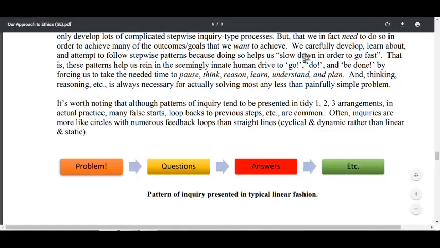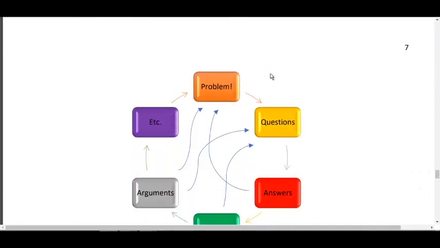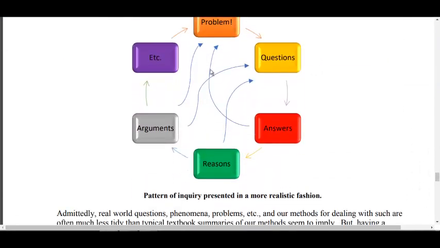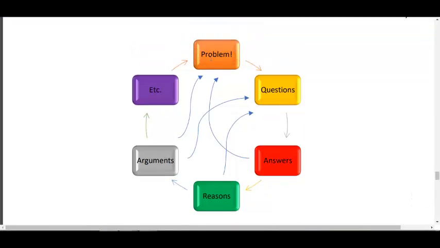And so going slower initially in order to go faster overall, that's what inquiry, that's what these stepwise processes are all about. And I presented them in this 1, 2, 3, 4 linear fashion, but the reality, as I foreshadowed, tends to be circular. We'll see a problem, we ask some questions, get some answers, then those answers kick us back up to having to look again and reframe the problem, or say we get some answers, some reasons, some evidence, some data.